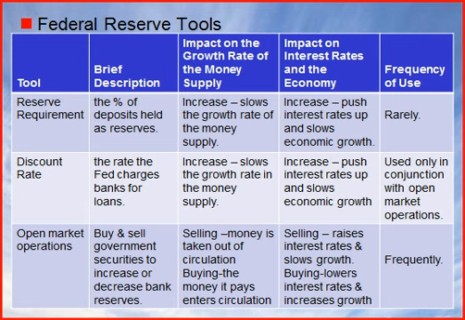The third policy tool, and the one used most often, is open market operations, the technique of controlling the money supply growth rate by buying or selling U.S. Treasury securities. If the Fed buys Treasury securities, the money it pays enters circulation, increasing the money supply and lowering interest rates. When the Fed sells Treasury securities, money is taken out of circulation and interest rates rise.